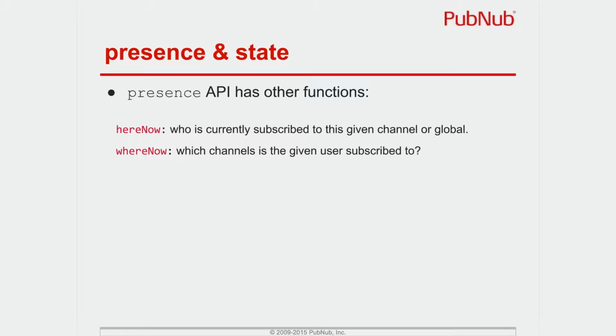Where now will allow you to do the flip side. If I know that I have a friend that's logged in, I could use where now, pass in that friend's UUID, and the SDK will then go out and tell me which channels that particular individual is on.